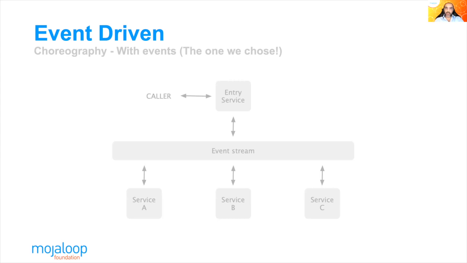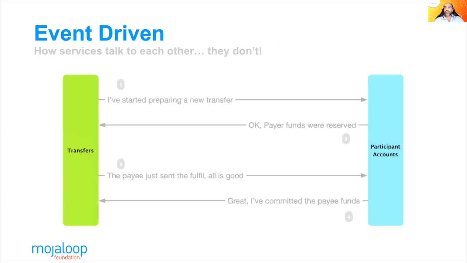Obviously, this is the pattern that we chose for the POC. It's the choreographed, event-driven one. Well, in this slide, you can see the representation of the flow. This is the flow between the transfers and the participants. It looks like both sides are having a dialogue, which is kind of contradictory to what I just said.